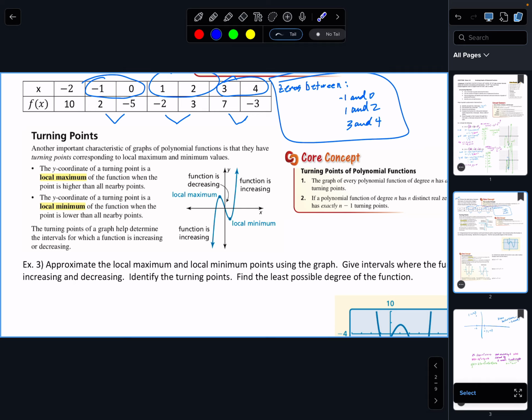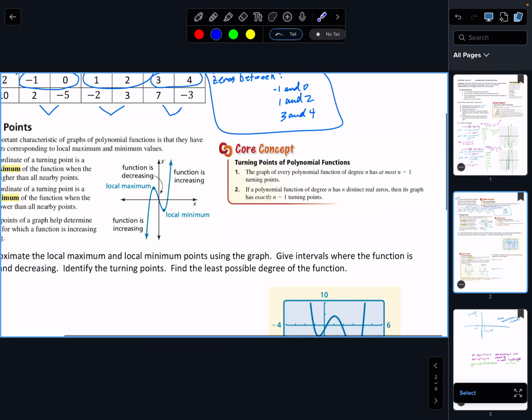And to identify the increasing, decreasing, you use the x values of the local max and mins. And also new this year is you include them. So instead of open, you include them. The textbook will have them probably open. You need to have them included. So the turning points help us determine intervals for which the function is increasing and decreasing.